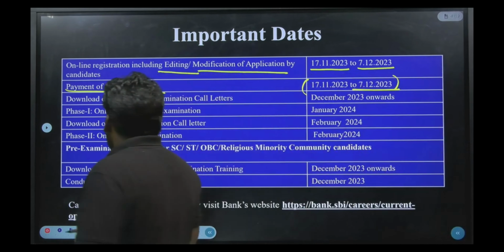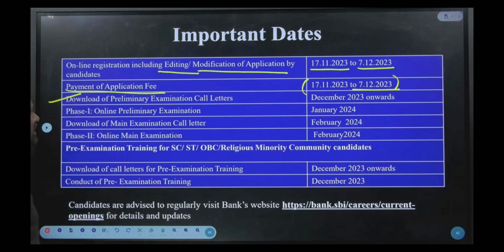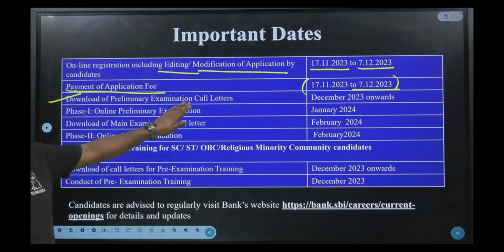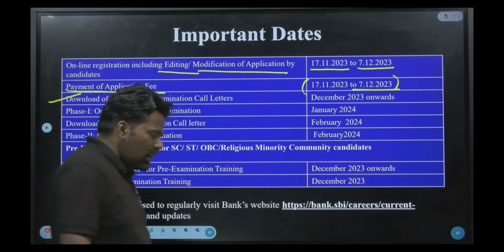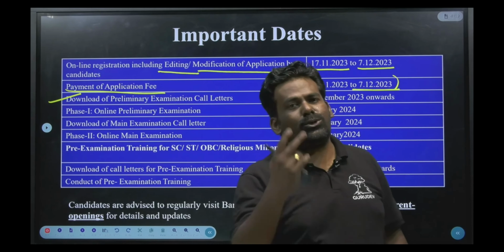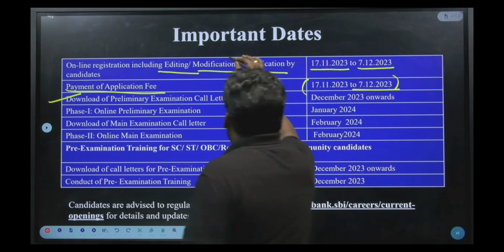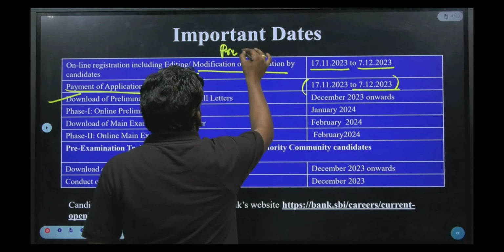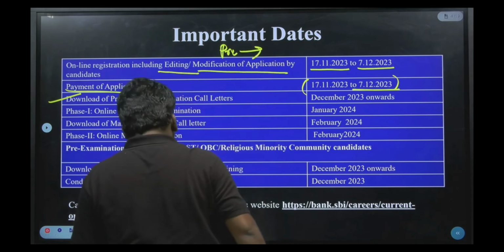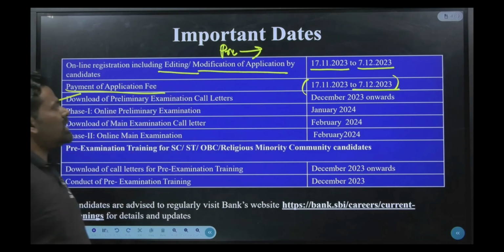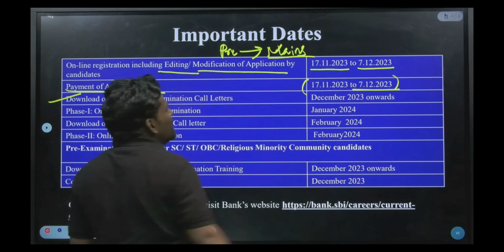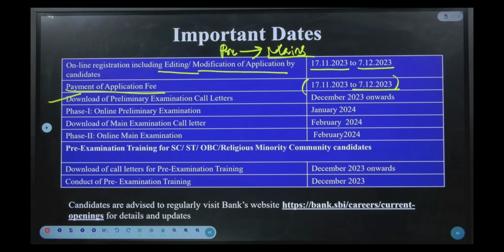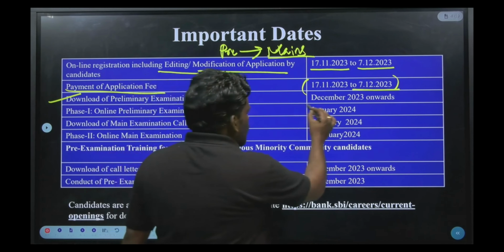Okay, now coming to the important thing, which is download of preliminary examination call letters. See, for this post, the SBI is conducting recruitment examination in two phases. First phase is you will be writing preliminary examination. Those people who qualify in preliminary examination will be writing the mains examination. So whatever marks you obtain in mains will be considered for the final merit list. As simple as that.